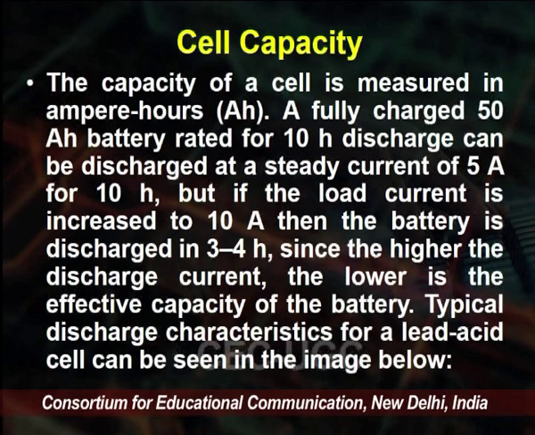Means if we talk about the 50 ampere hour battery in demand and we use it for a steady current, then it will be 5 ampere for the 10 hours that it will work. But if the load current increases to 10 ampere, then the discharge time will be 3 to 4 hours. Since the higher the discharge current, the lower is the effective capacity of the cell.